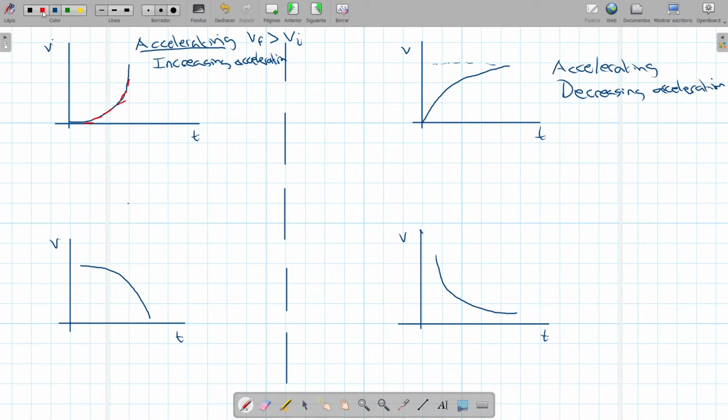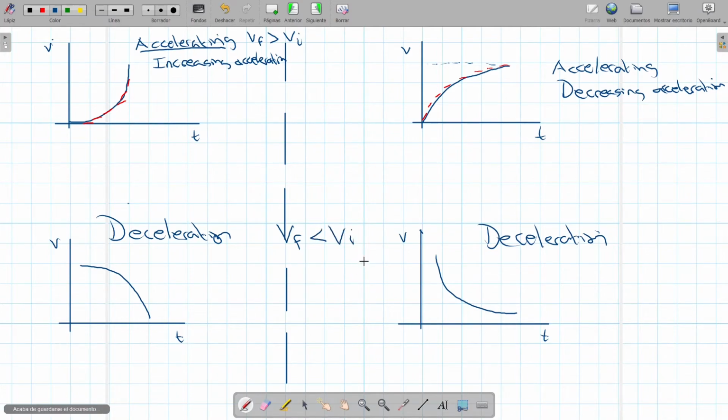Why? Again, because if we take a look at the slope, the slope is getting smaller and smaller each time. Okay, we can take a look at the deceleration. Both of these are deceleration. Why? Again, the way to differentiate it is because final velocity is smaller than initial velocity. It ends up in a smaller or lower velocity.